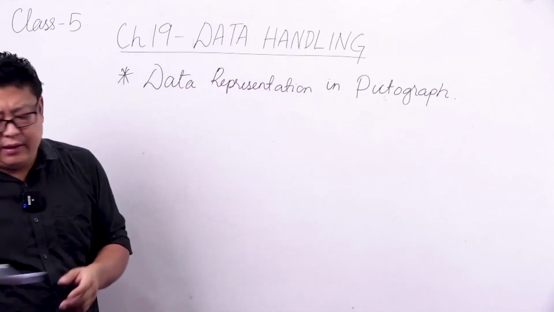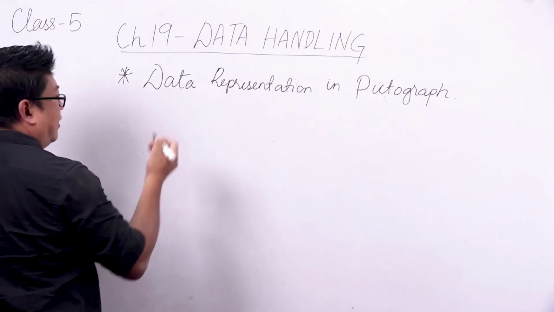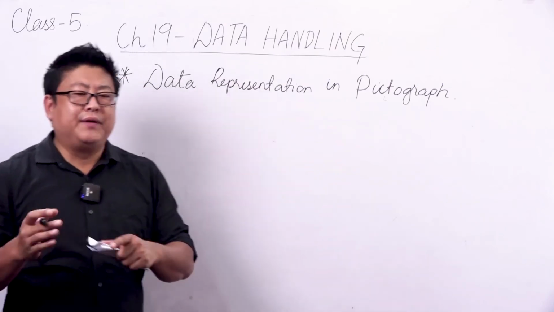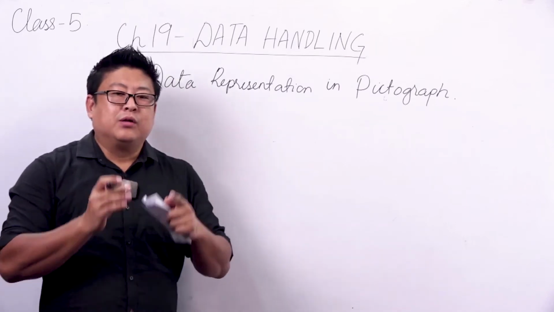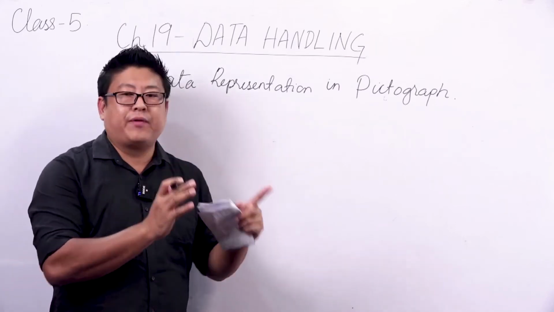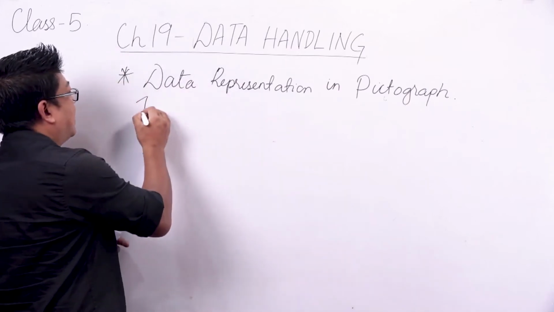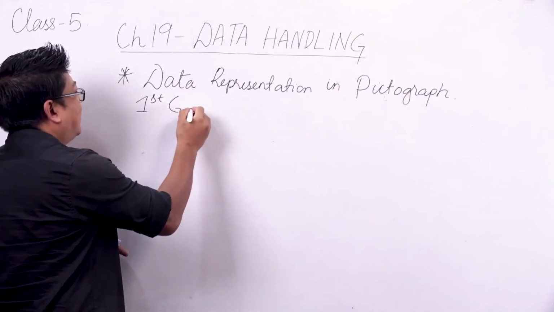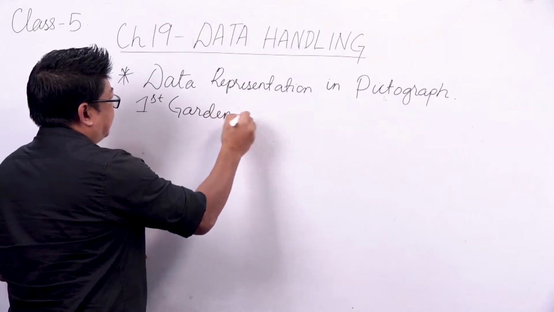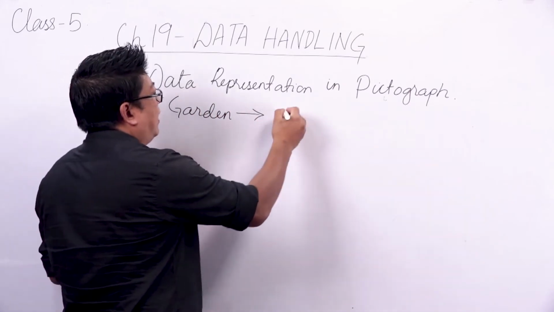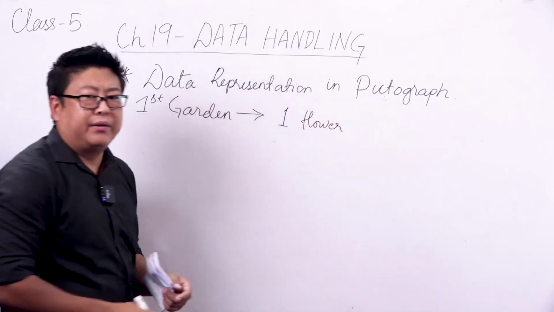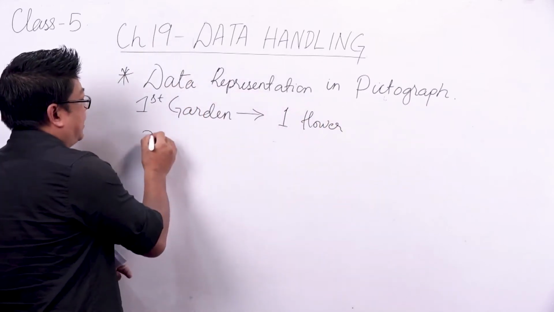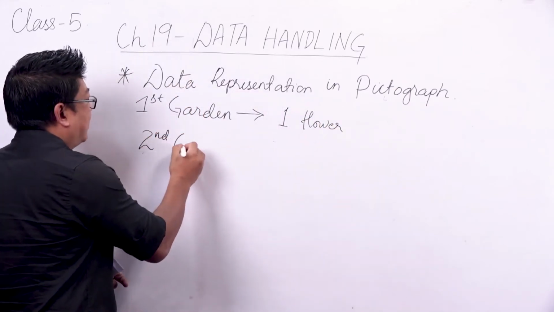For example, let's assume that a girl visits 4 different gardens. When she visits the first garden, let's say she found only one flower. After that she went to the second garden.